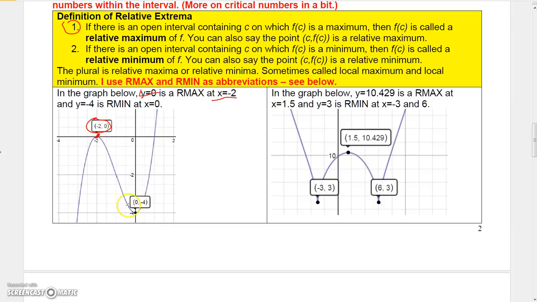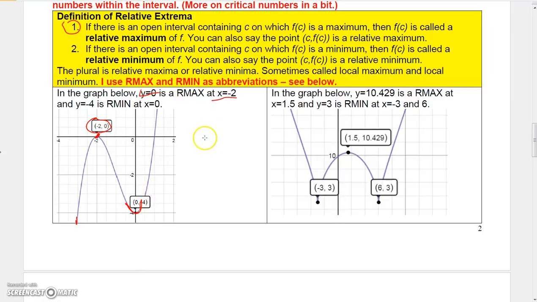And then down here, if you look at just a small interval around this point, even though this is not the lowest point on the graph because there are values over here that are lower, this is the lowest point in its neighborhood. So if a point is the highest point in its neighborhood, it's called a relative maximum, and if a point is the lowest point in its neighborhood, it's called a relative minimum. Now if you want to use layman's terms for this, it's like a peak and a valley. So at a peak you get a relative maximum, and at a valley you get a relative minimum.